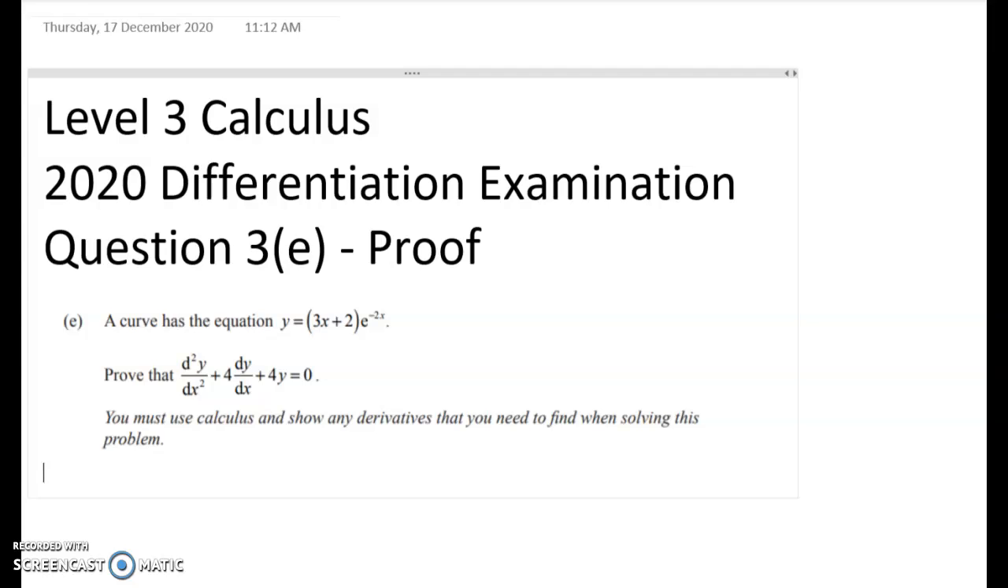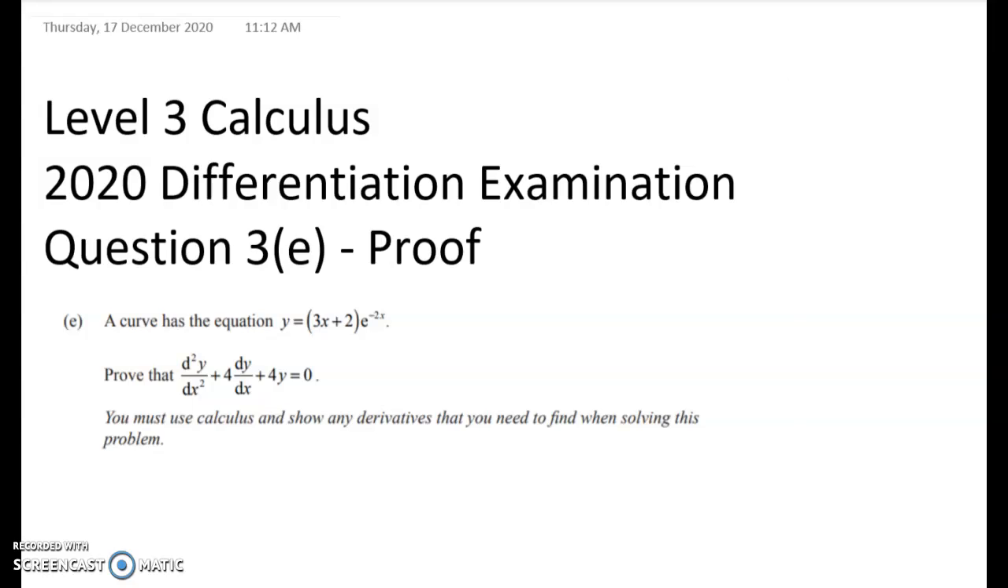This is question 3e from this year's differentiation exam. Got to say, this is one of the most boring questions that I've seen in a while. But the good news is that it's pretty obvious what you have to do. So it's a proof question, so we have to really focus on communicating what we're doing clearly.